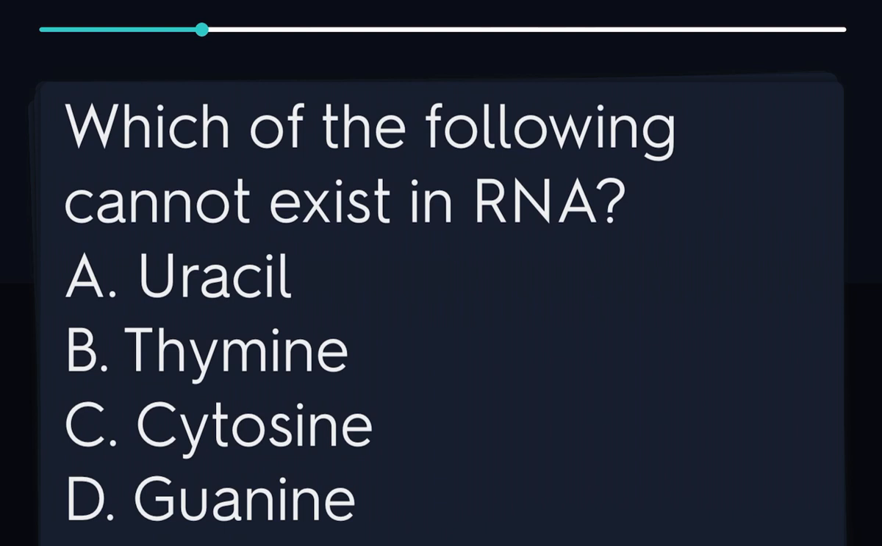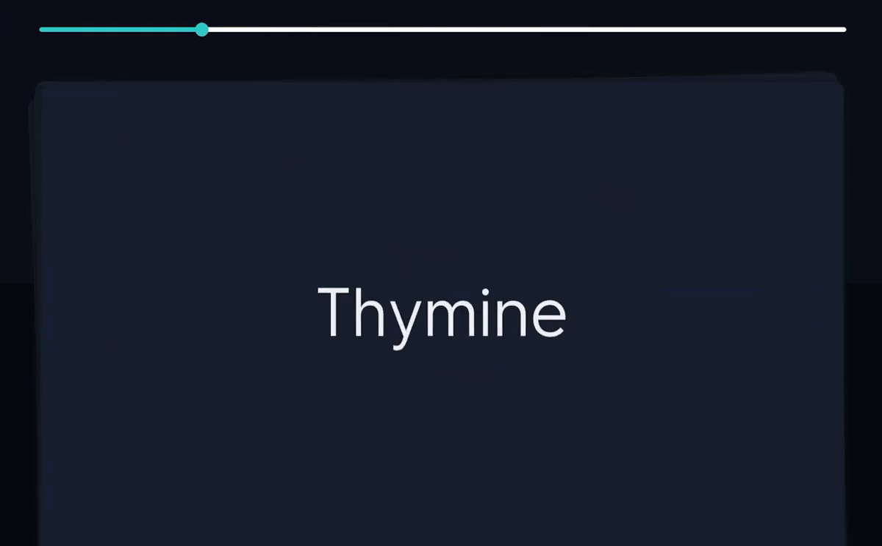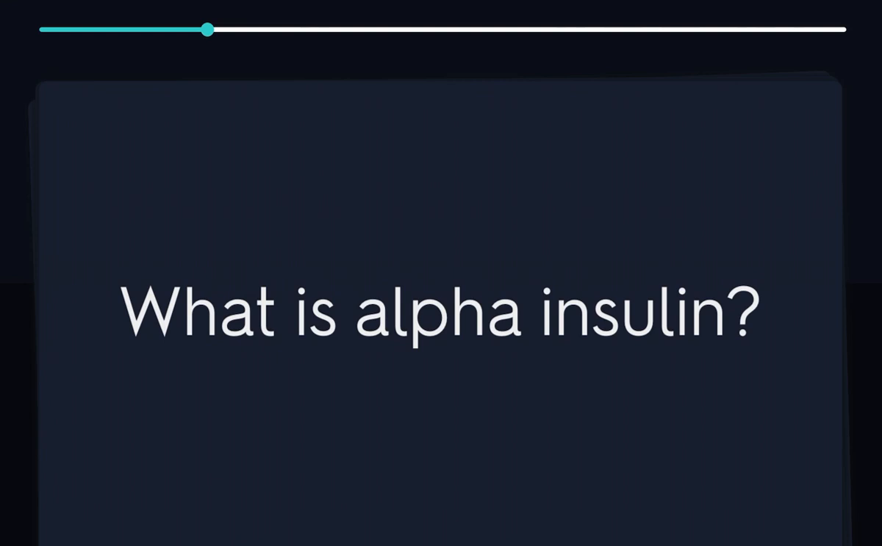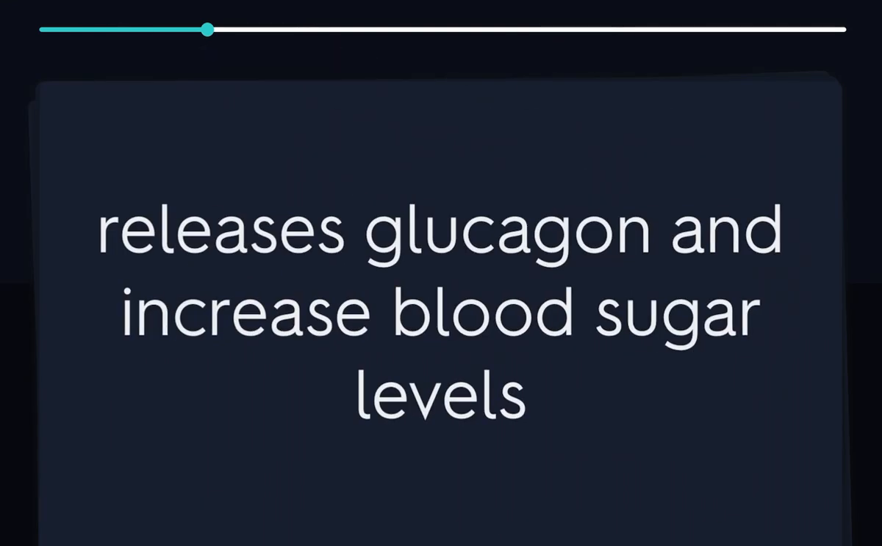Which of the following cannot exist in RNA? A. Uracil. B. Thymine. C. Cytosine. D. Guanine. Thymine. What is alpha insulin? Releases glucagon and increases blood sugar levels.